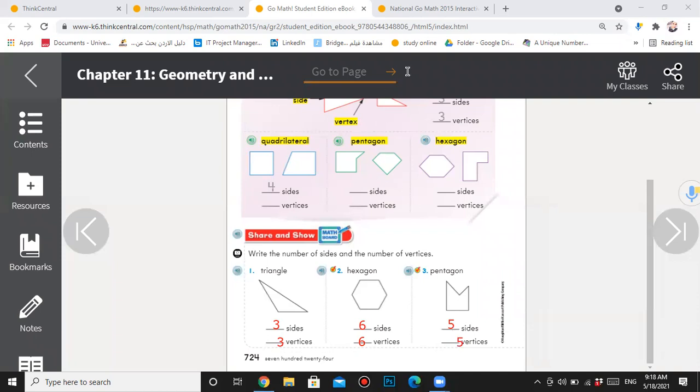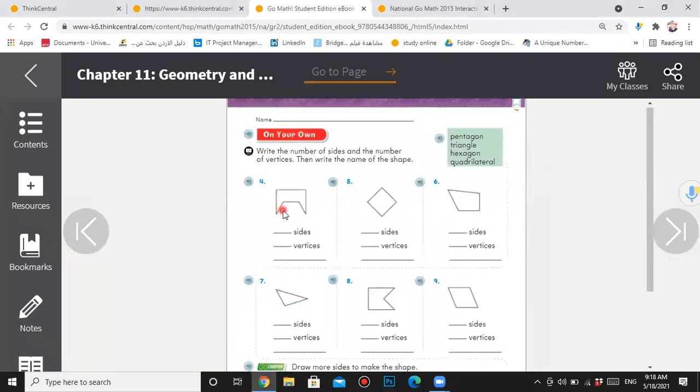Okay, gonna move. How many sides and how many vertices, guys, you should count and write the name here. For example, let's count together. 1, 2, 3, 4, 5, 6. 6 sides and 6 vertices. Should be the same, always the same. So it is which one? Pentagon, triangle, hexagon, or quadrilateral? It is hexagon. Hexagon.